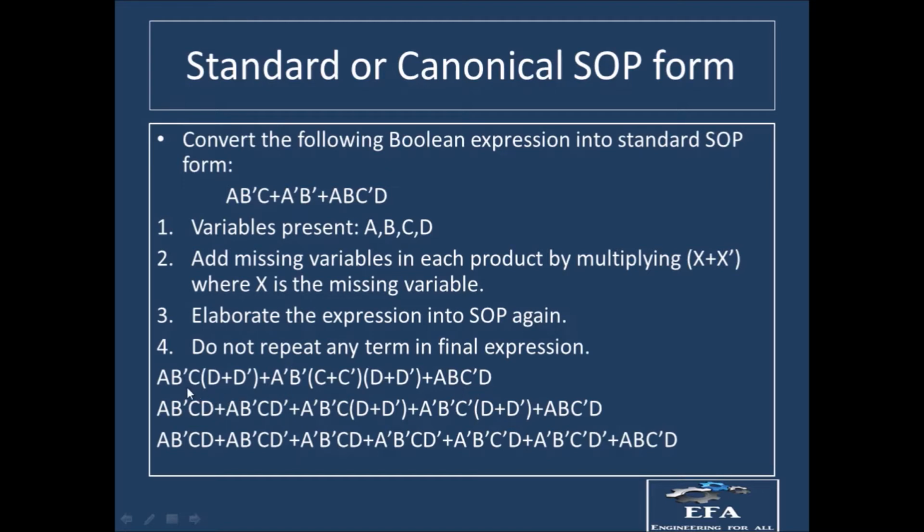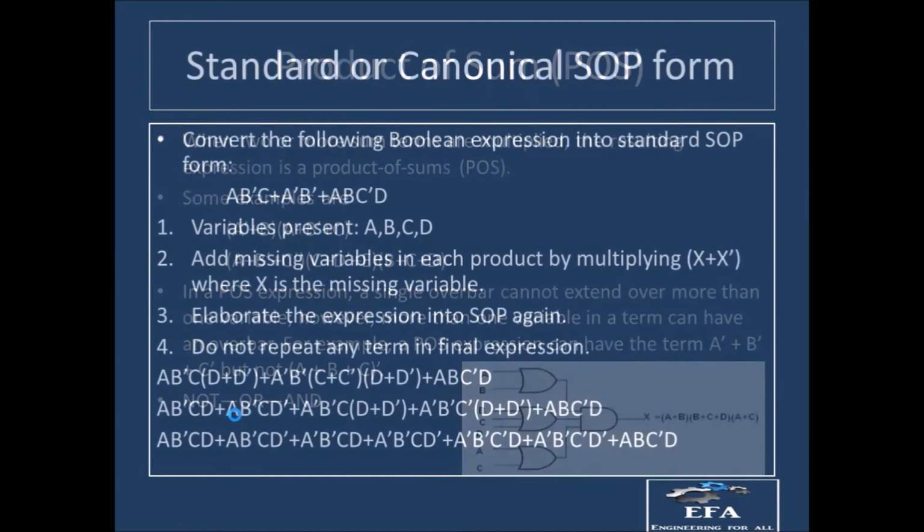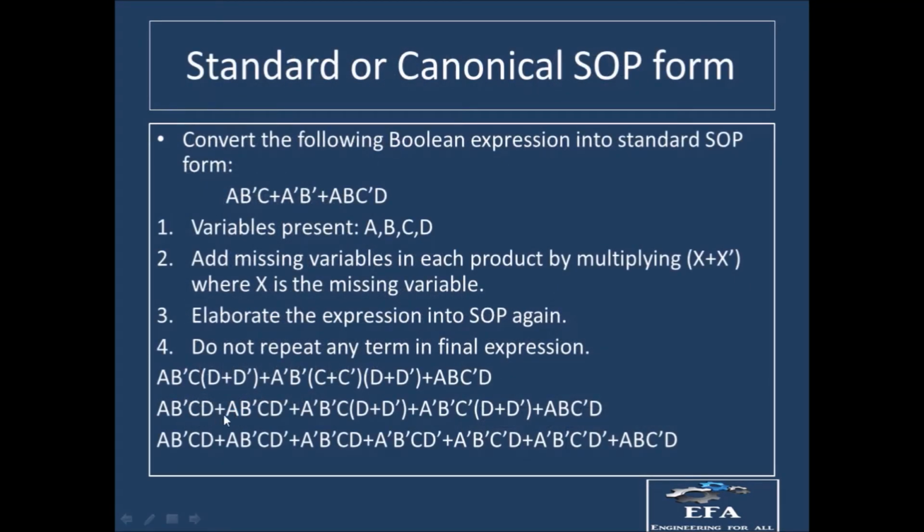After that, we have to open these brackets and multiply everything together. So we'll have A B bar C D plus A B bar C D bar from the first one. After that, from the second we will have A bar B bar C into D plus D bar plus A bar B bar C bar into D plus D bar.